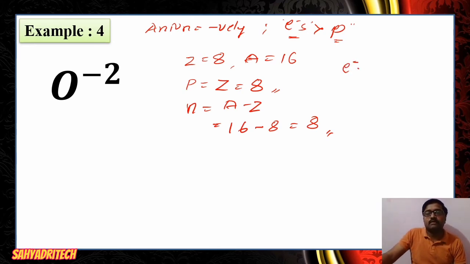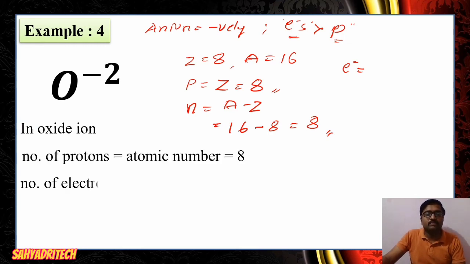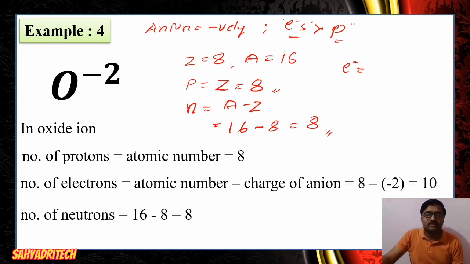Number of electrons. Well, we know in general how anions are formed by adding electrons, right? When electrons are added, we are going to end up with the anions. So it is an oxide ion, number of protons 8, electrons? Now, if you consider electrons, it is atomic number Z minus the charge of the anion. Atomic number is 8 minus, what is the charge? Minus 2.